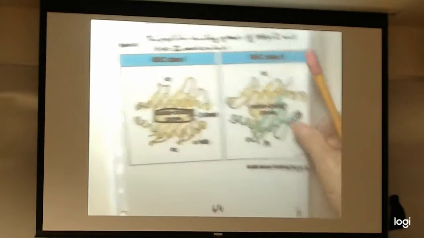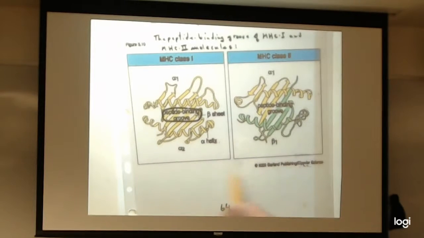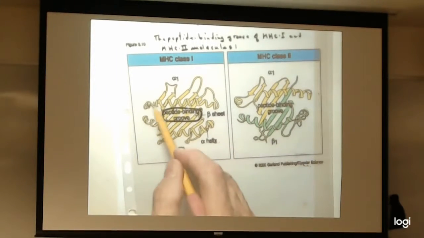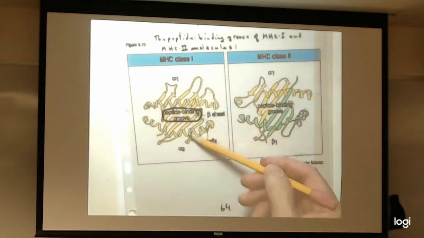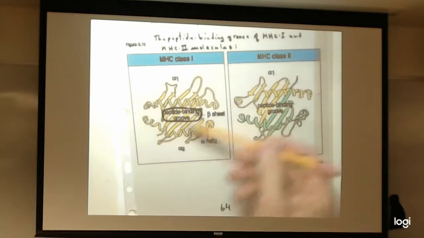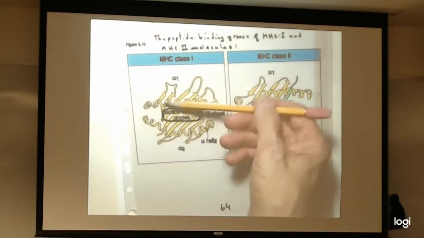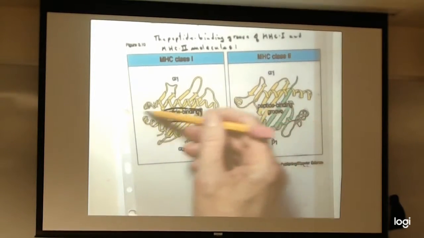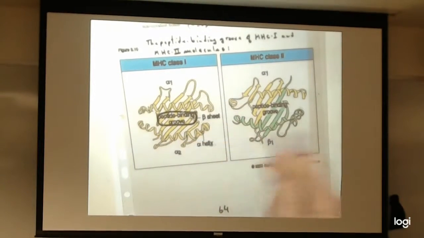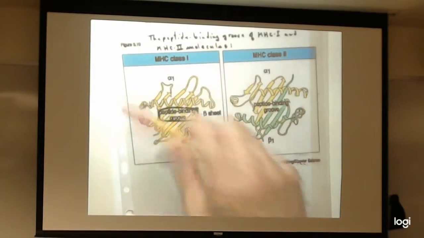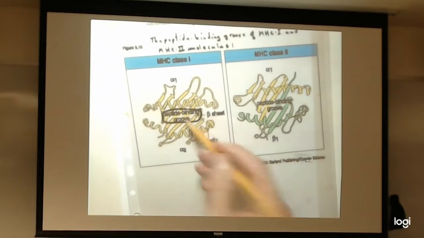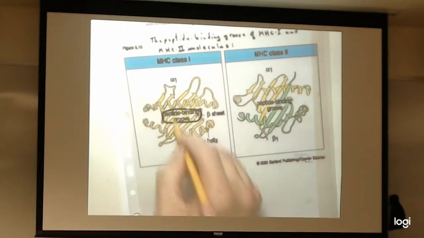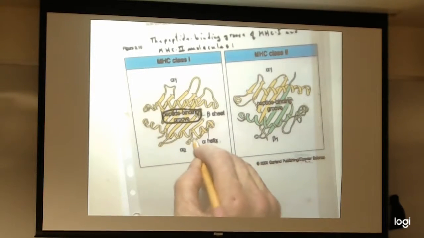So here is a clearer picture. Here is the alpha helix. Here's a second alpha helix. This is a beta sheet here. This is the floor. This is like a little valley here. Here's the mountains. Here's the mountains. Here's the floor of the valley. Maybe there's a little stream running down the floor of the valley. But it's a flat surface, and the peptide sits right on that flat surface, and it interacts with the side chains of the beta sheet floor of the valley, as well as with side chains of the alpha helical walls or mountains of the valley.